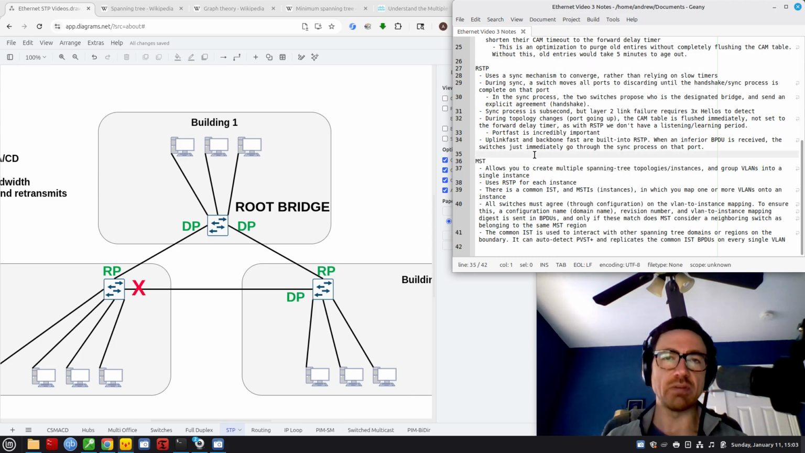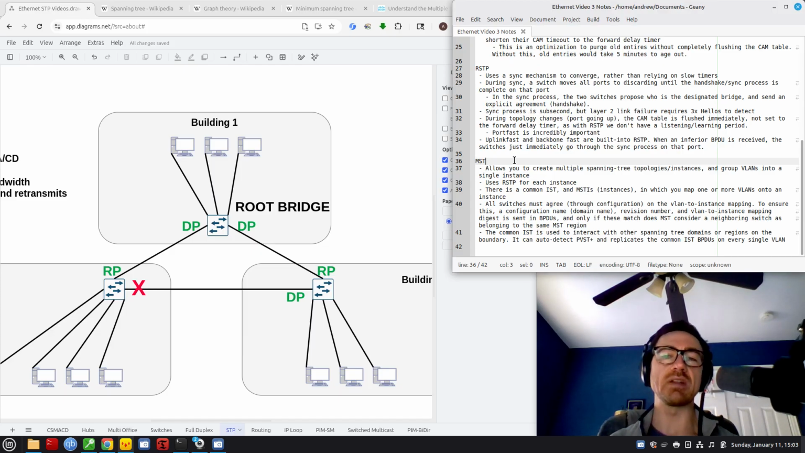So yeah, that's rapid spanning tree. And now let's take a look at multiple spanning tree. And before we look at multiple spanning tree, we should mention that Cisco created per VLAN spanning trees, so per VLAN spanning tree or per VLAN rapid spanning tree. What that means is just that you do a separate spanning tree instance for every VLAN.